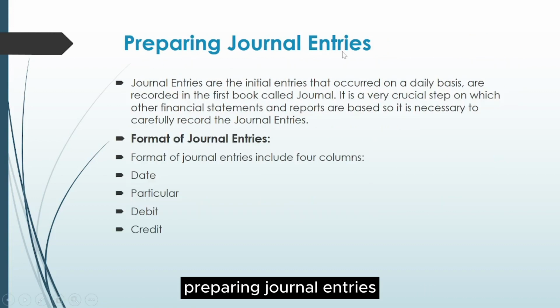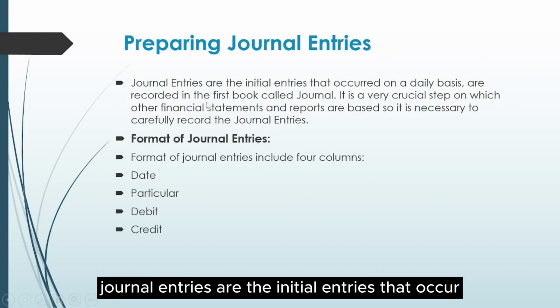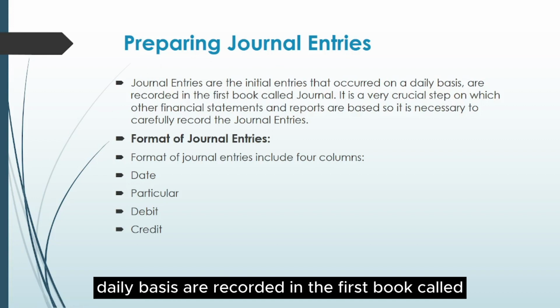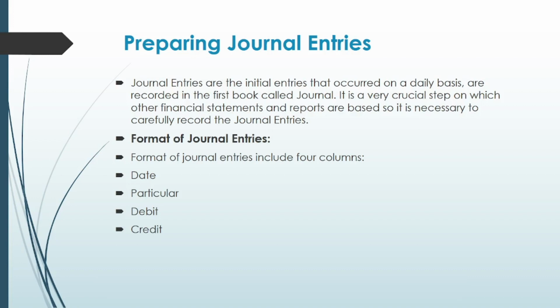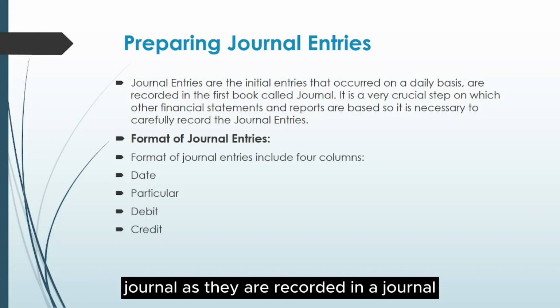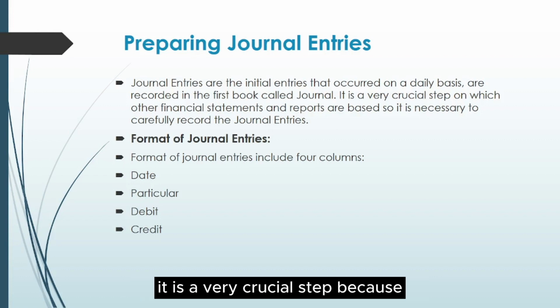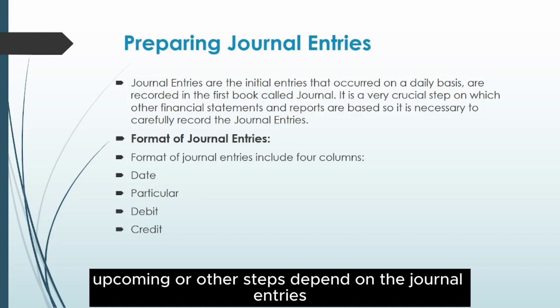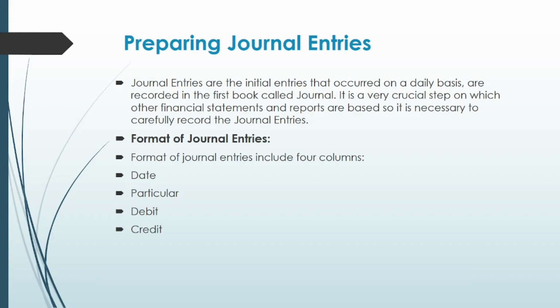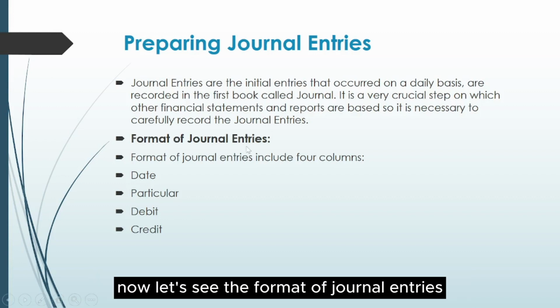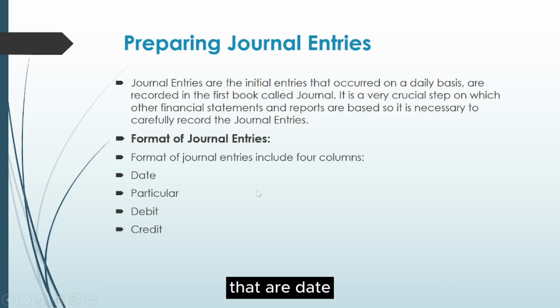Preparing journal entries. What are journal entries? Journal entries are the initial entries that occur on a daily basis and are recorded in the first book called journal. As they are recorded in a journal, they are named as journal entries. It is a very crucial step because upcoming or other steps depend on the journal entries. Now let's see the format of journal entries. Format of journal entries include four columns that are date, particular, debit, credit.